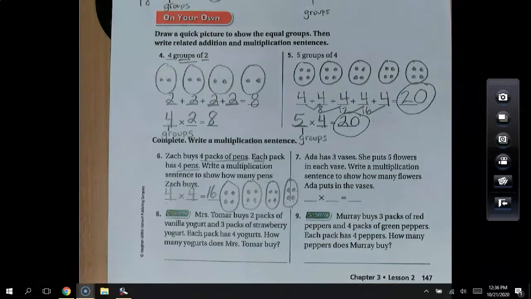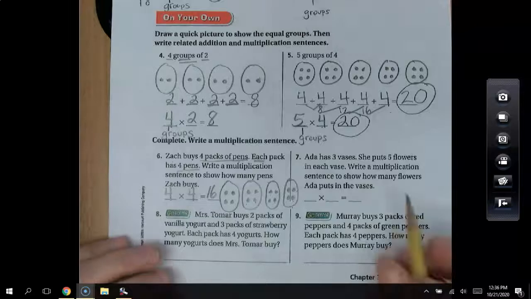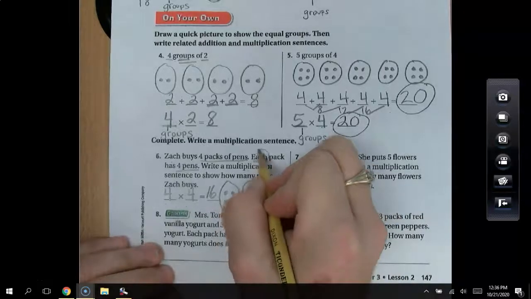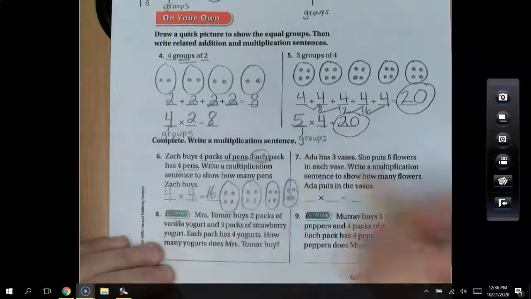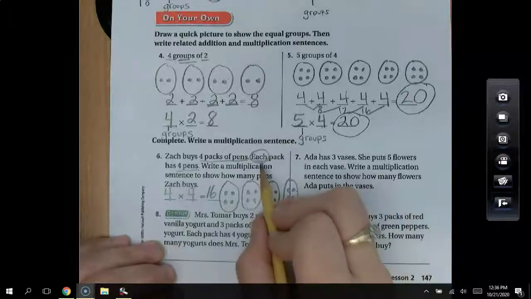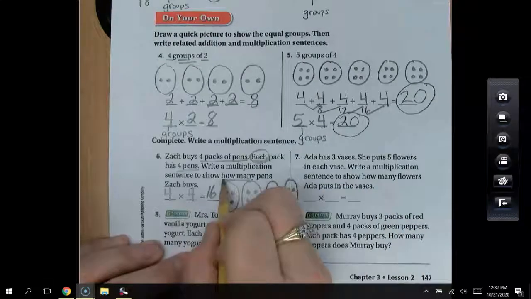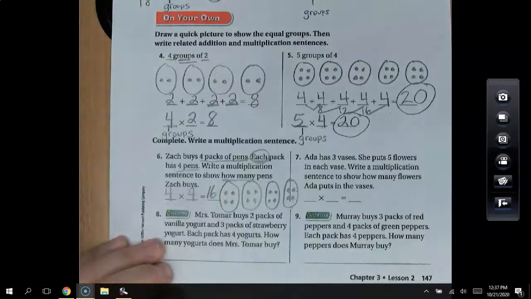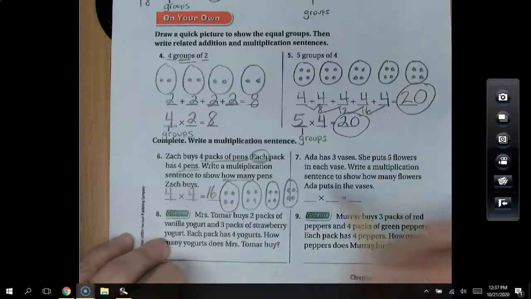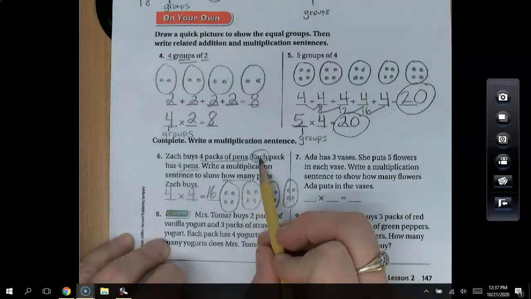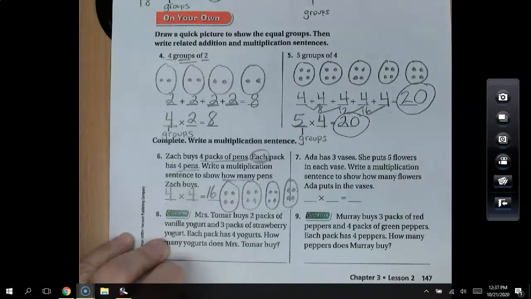He buys 16. Boys and girls, there are some clue words in this math reasoning problem. Whenever you see the word each, that should trigger your memory that you need to multiply. Okay? And you see the word how many. Well, you know in story problems, if we see the word how many, we know that we need to add. Well, if you see how many in each, you know that you need to multiply.